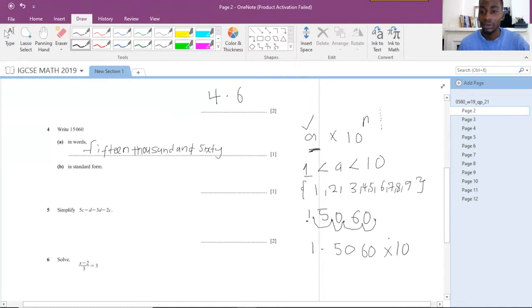How many times did we move the decimal point? 0, 1, 2, 3, 4 times. So it will be 1.5060 times 10 to the power 4. We together? We're together.